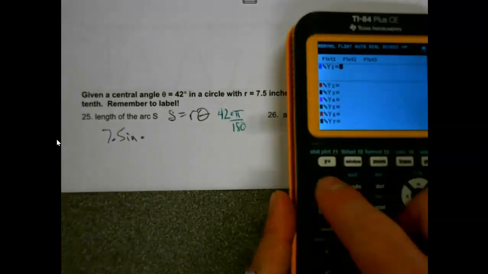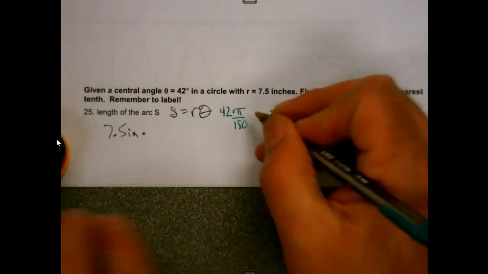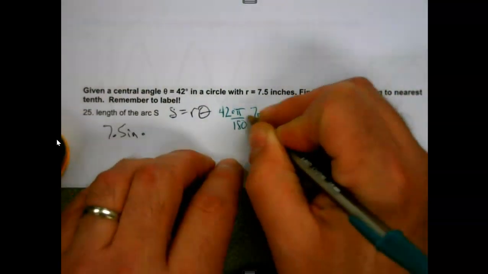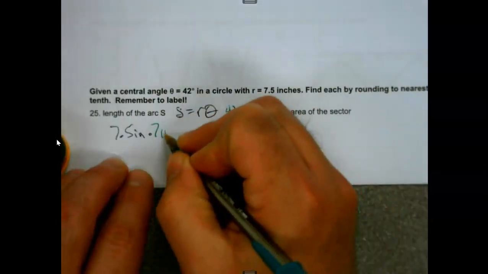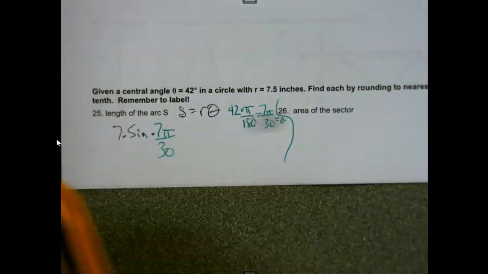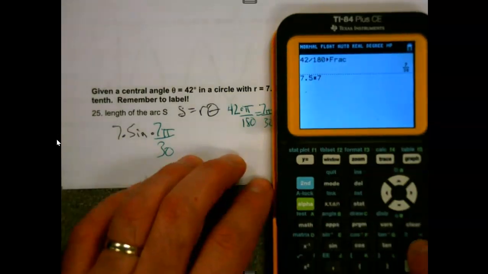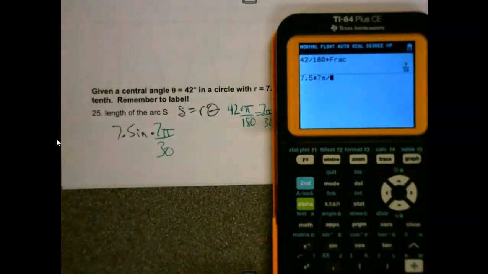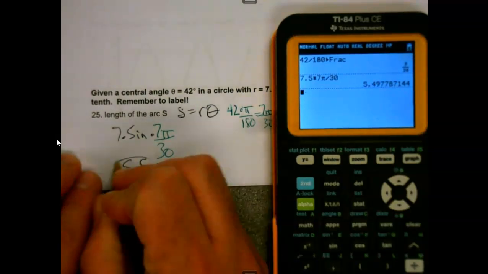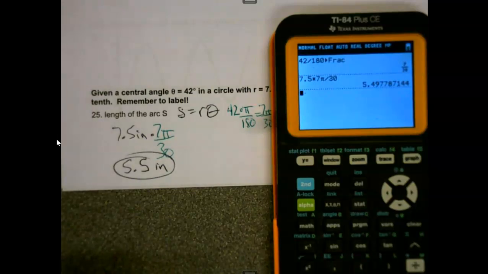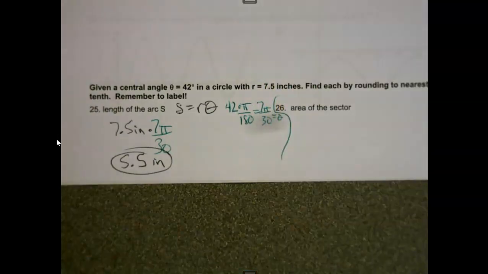Let's get a little assistance here. 7 over 30. So 7 pi over 30 is my theta. And once I have that set, now I can just do, again, second and my caret button is going to be my pi. So 5.5 inches. No, it's not time to leave. So that's the length of the arc. It's a distance, just the label, you're done.